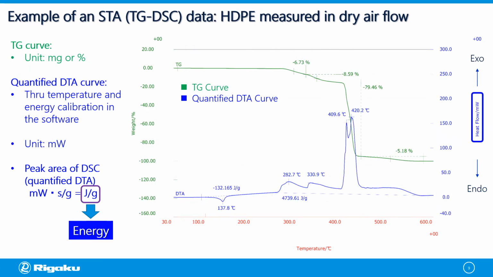And by temperature and energy calibration, the conversion of DTA to DSC can be easily accomplished. Therefore, here we are able to quantify the amount of energy in these reactions.